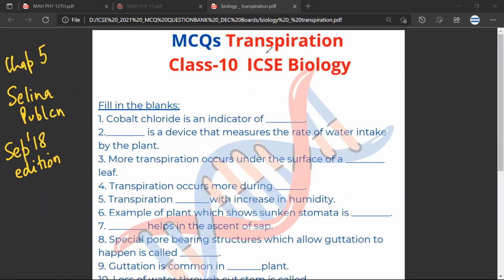Okay, MCQs of the Transpiration chapter, class 10th ICSE Biology. This would be chapter 5 of the Selina publication. The edition that I am referring to right now is the September 18 edition. All the questions that you will see here are from this edition only.